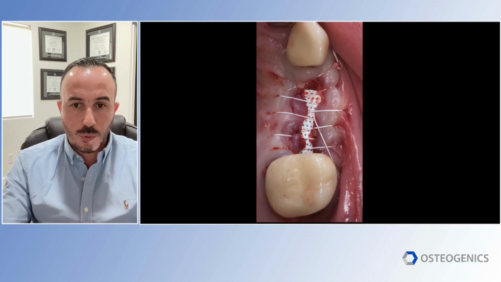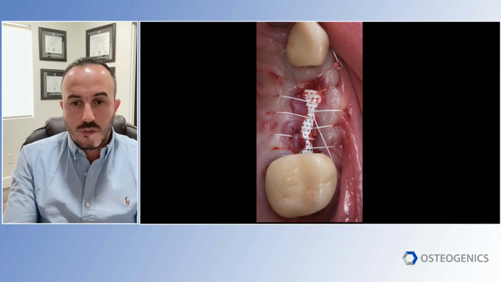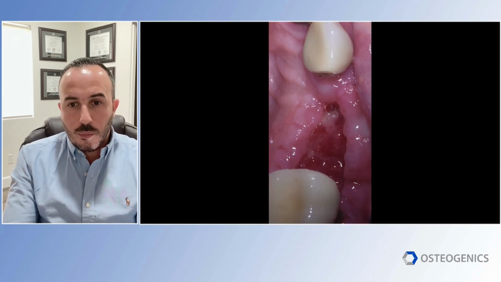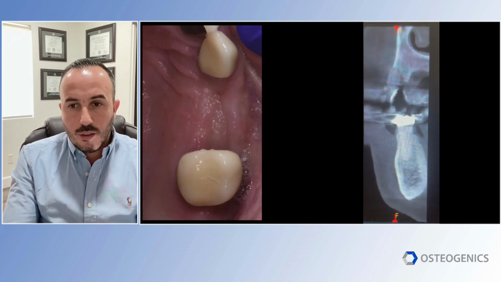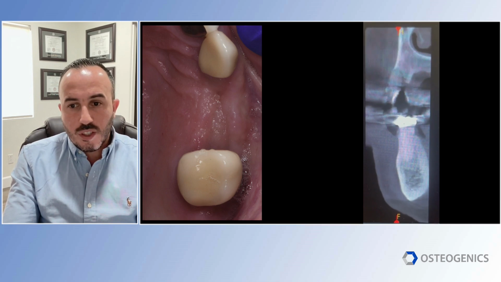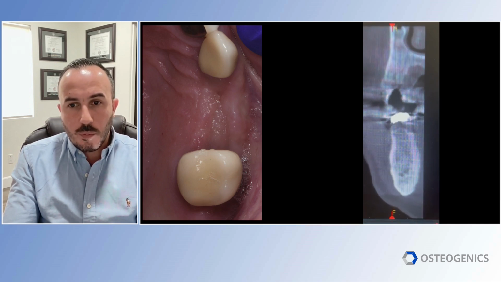We want to create some room. And we suture with Cytoplast sutures. No need for primary closure. Come back and remove it at 4 weeks. Dense connective tissue underneath. And this is at 4 months. We've regenerated good bone. Now we're ready for our implant placement.